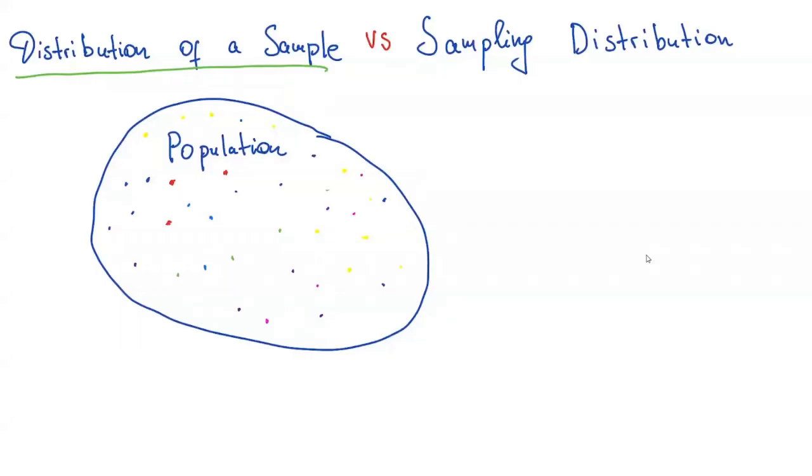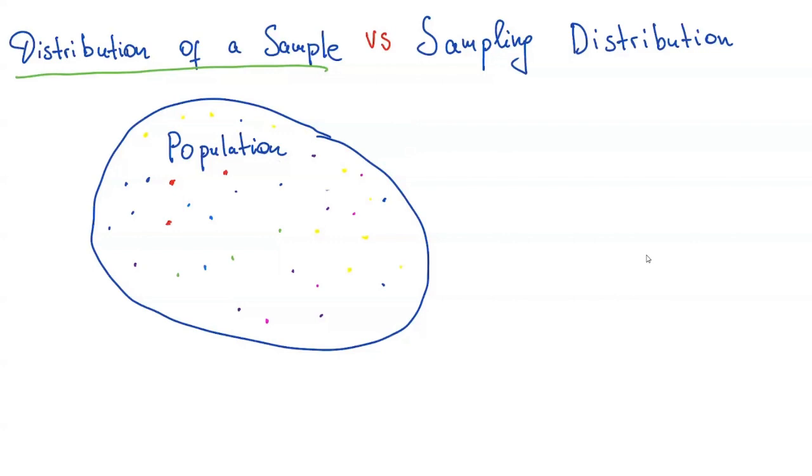Hi everyone, today I am going to explain what's the difference between distribution of a sample and a sampling distribution. So suppose we want to know average height among population, and since there are so many people, sometimes an infinite number of people in the population, we can't just go and find the height of each individual in the population and average them. What we do instead, we do a random sample.